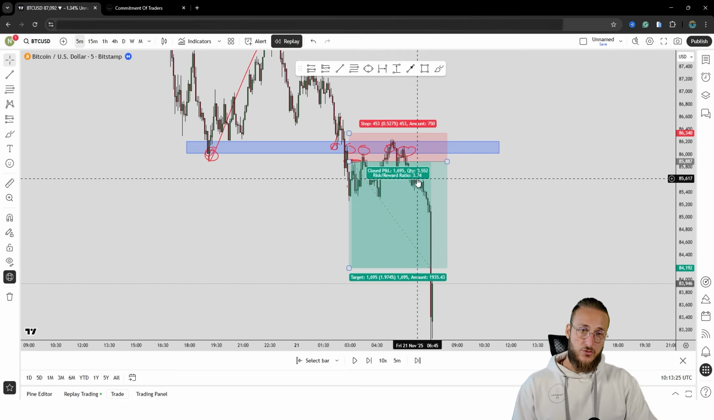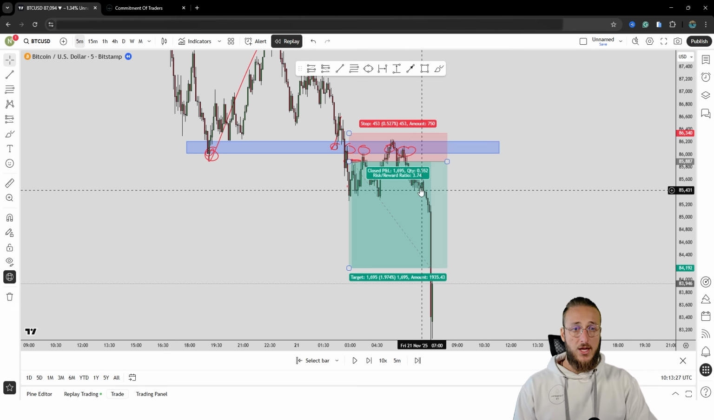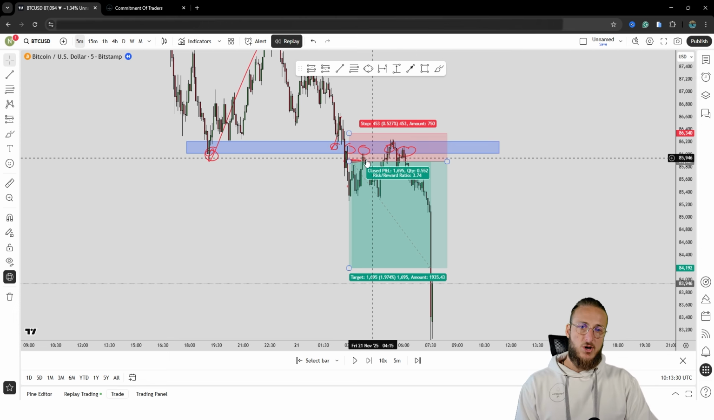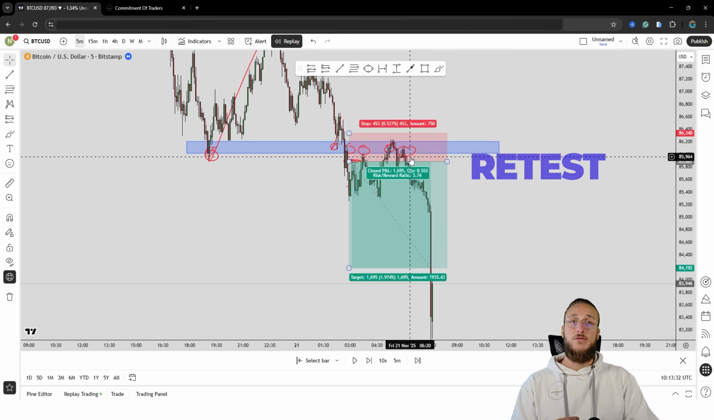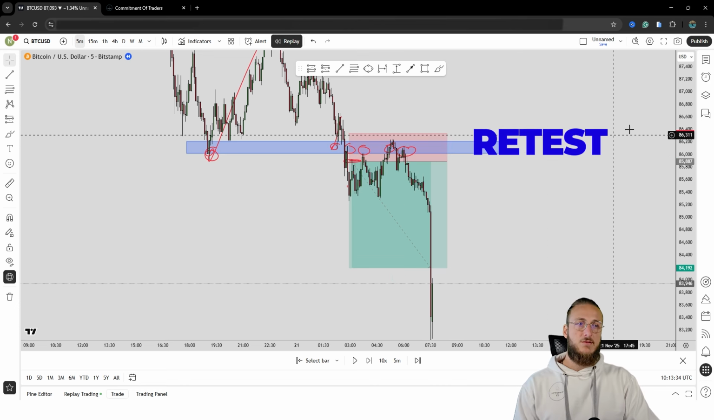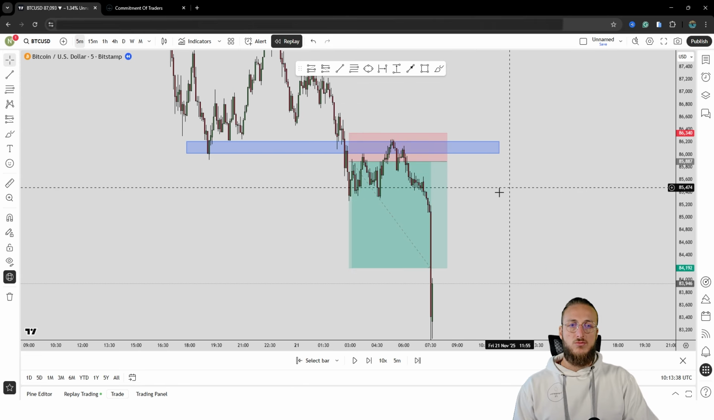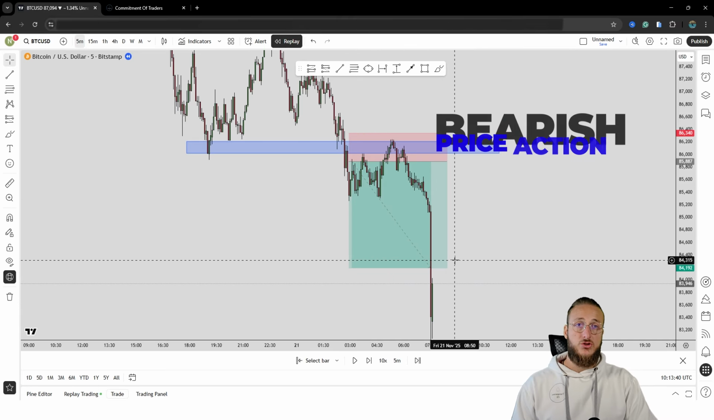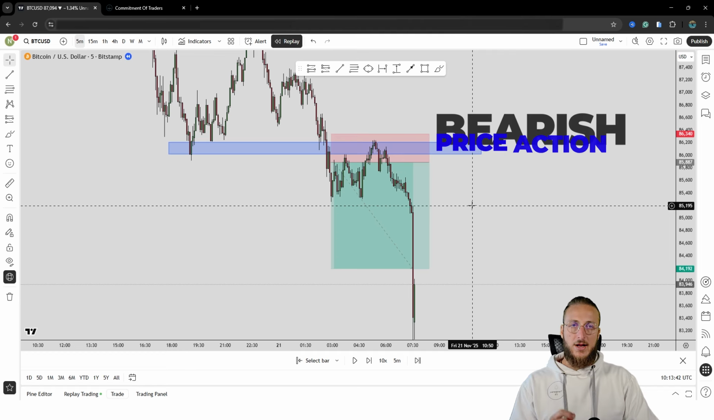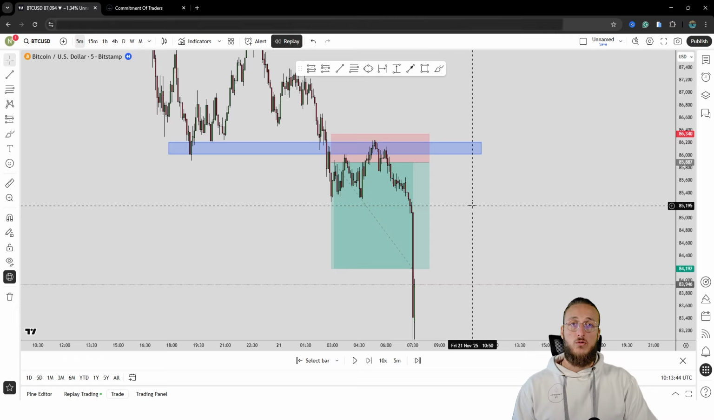So more than 1 to 3, almost 1 to 4 risk to reward, which after a bit of sideways price action and multiple retests of the resistance level, in the end ended up being respected, and the market broke to the downside quite aggressively, triggering the take profit for a nice 1 to 3.74 risk to reward. Let's move to the next setup.